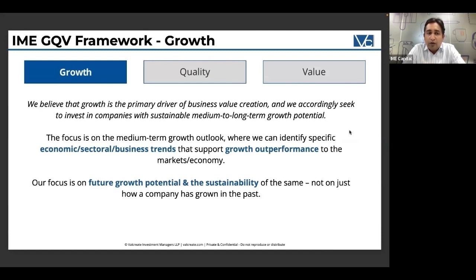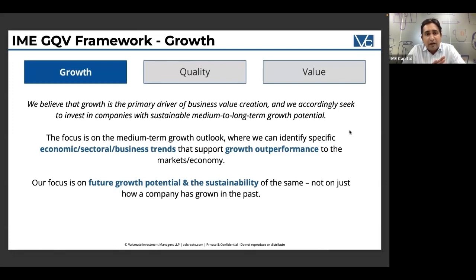When it comes to growth, we clearly believe that growth is the primary driver of business value creation. And we're accordingly seeking to invest in companies with sustainable medium to long term growth potential. The focus is always on the medium term outlook, and we're trying to identify specific economic, sectoral, or business trends that will support that growth outperformance relative to the market. And we're focusing on business growth because we believe business growth will translate to market capitalization growth over the medium term.